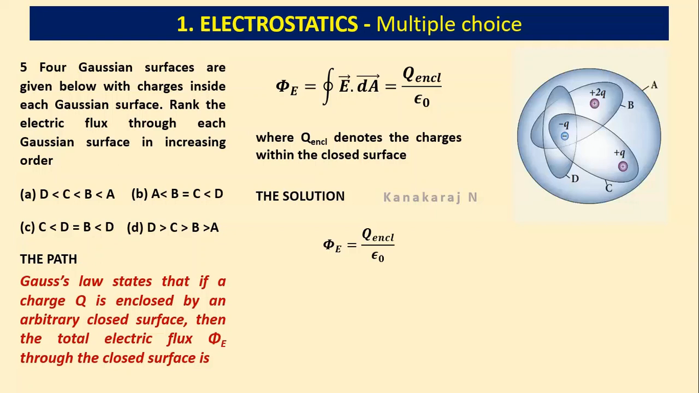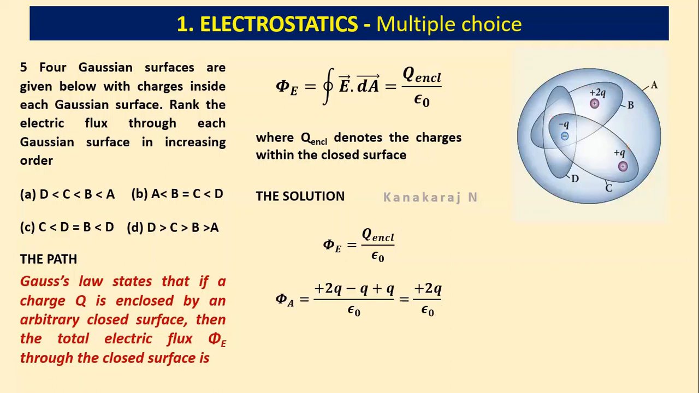Now let us take the first surface A. The charges enclosed by surface A are plus 2Q, minus Q, and plus Q. All these three charges are enclosed by surface A. So the formula becomes phi A equals plus 2Q minus Q plus Q by epsilon naught. After simplification, phi A equals plus 2Q by epsilon naught.